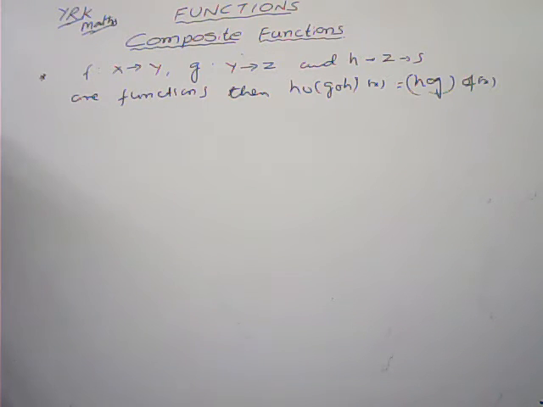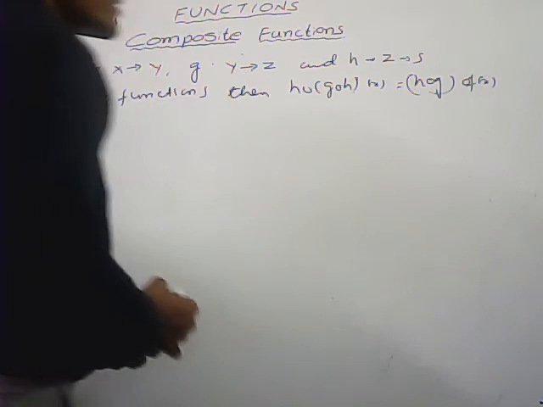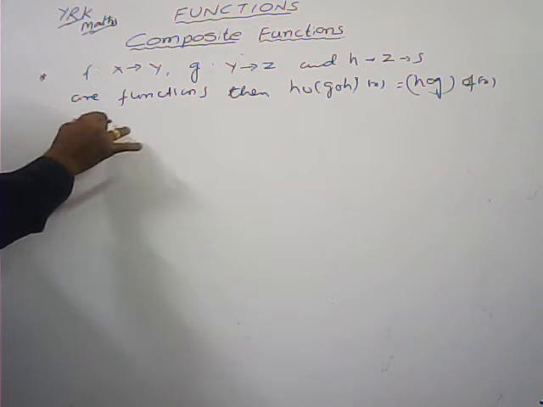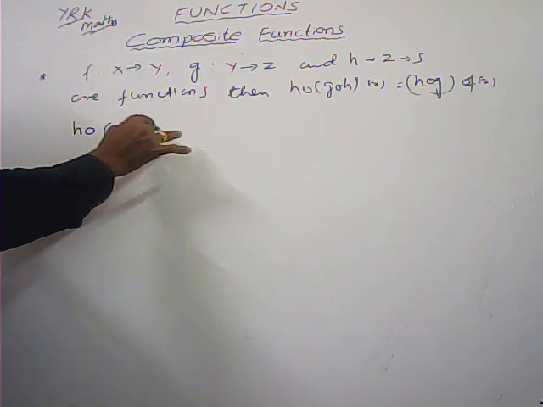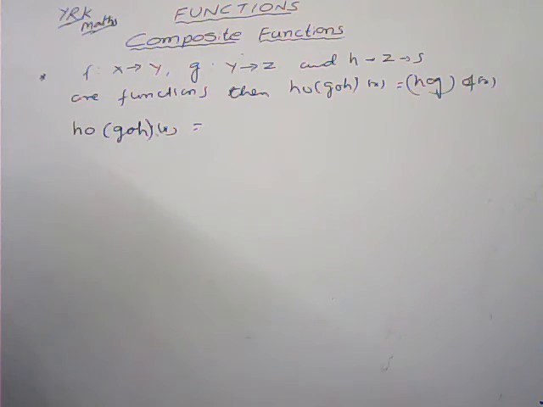Next, one more. F is mapping from X to Y, G is mapping from Y to Z, and H is mapping from Z to Z. Here the composite of three functions is given. Here we have to prove that H circle G circle H of X equals H circle G circle F of X. This one we call the associative property. Now I am taking H circle G circle H of X.